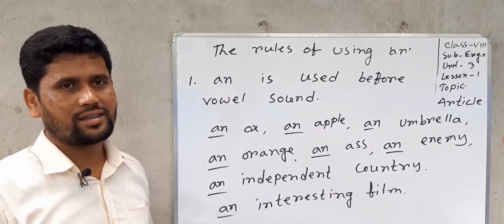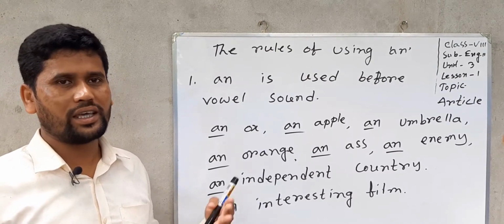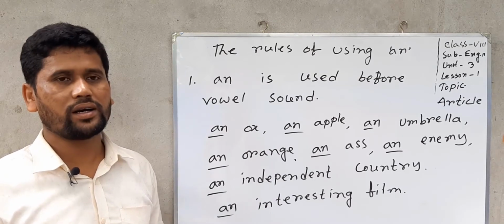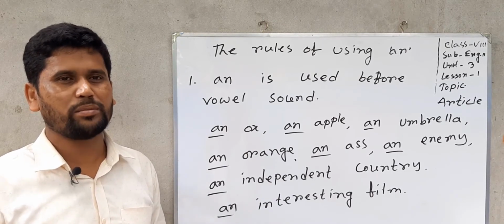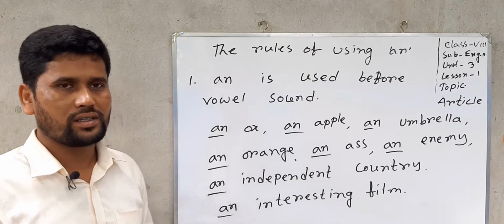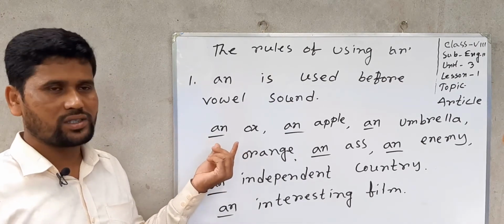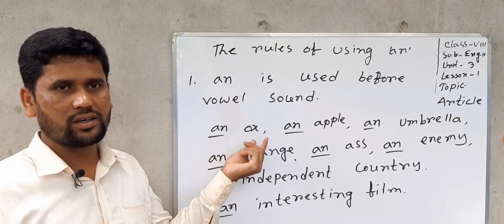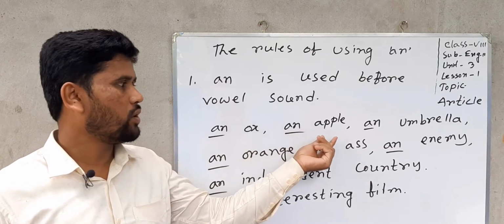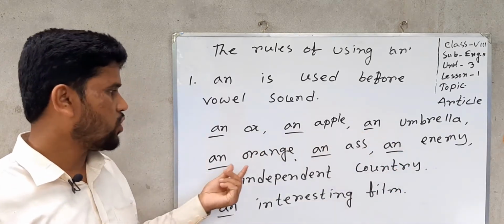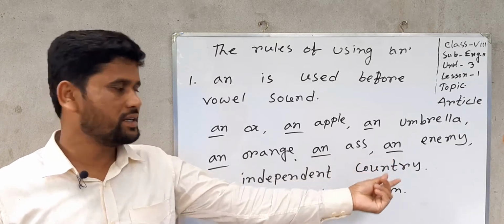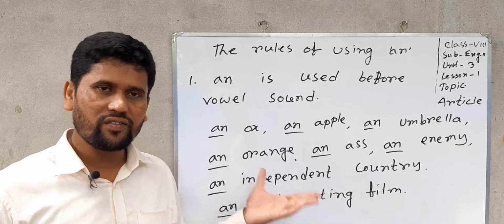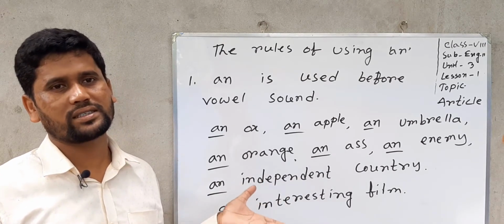Now let's start where we can use an. We can use an before a vowel sound. If the word starts with a vowel and makes a vowel sound, then we can use an. Here you see an ox. Ox starts with a vowel and the sound is also a vowel. An apple, an umbrella, an orange, an ass, an enemy, an independent country, and an interesting film. So every word starts with a vowel and makes a vowel sound.